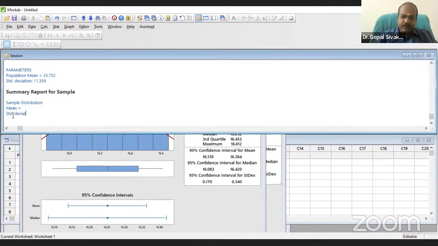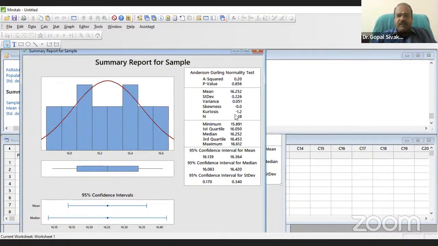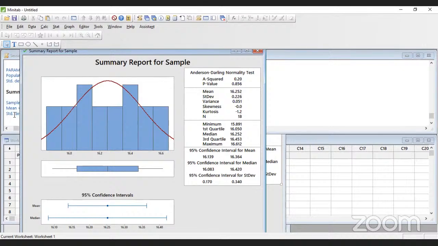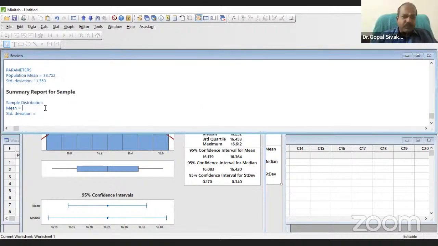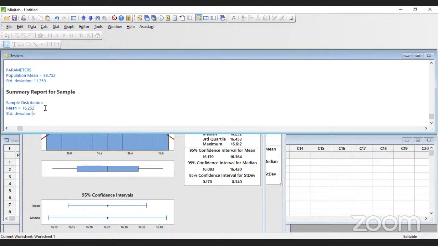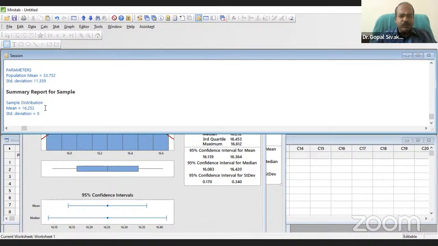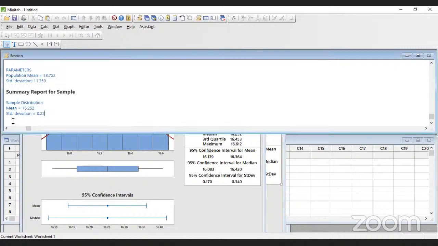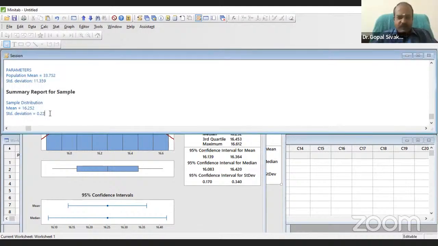Do you remember? Anybody? Mean is how much? 16.252. Standard deviation is 0.226. Tell me, mean is how much? 16.252. Standard deviation? 0.226. Now, if you use this mean and standard deviation, you get exact probabilities.